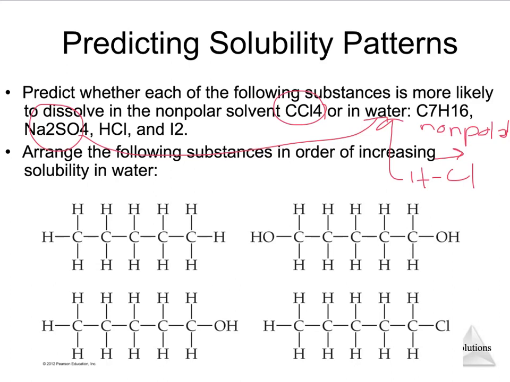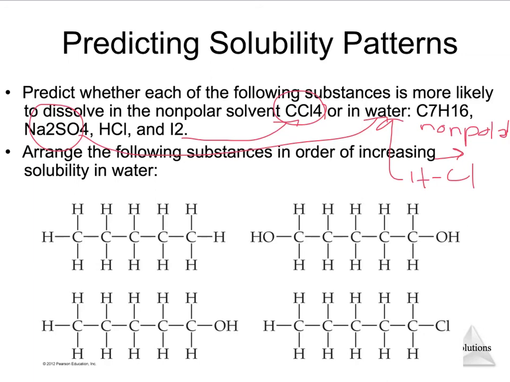We know that any diatomic is held together by dispersion forces, and since it's held together by dispersion forces, it doesn't have a permanent dipole. Instead, it has the London dispersion forces, so it makes it a nonpolar substance. Thus, CCl4 is going to be the best solvent to dissolve I2.